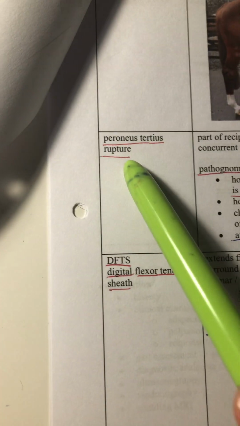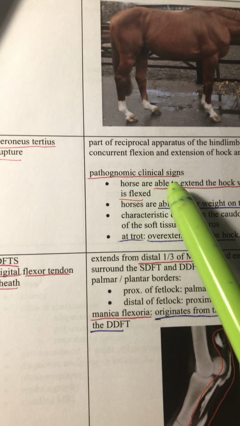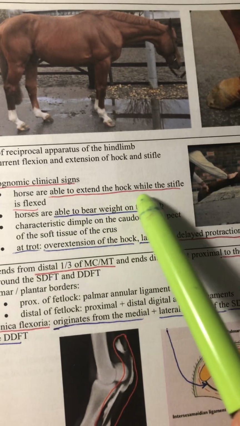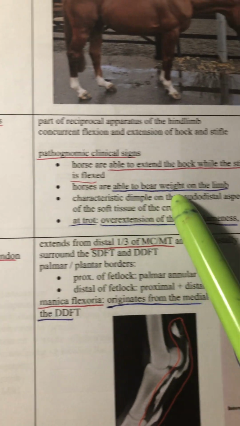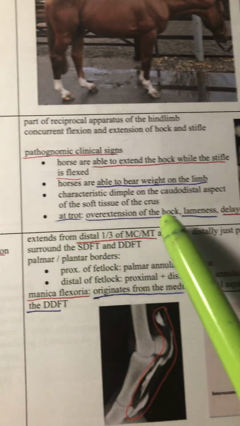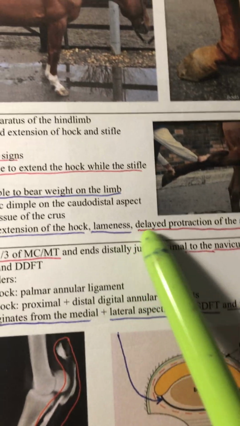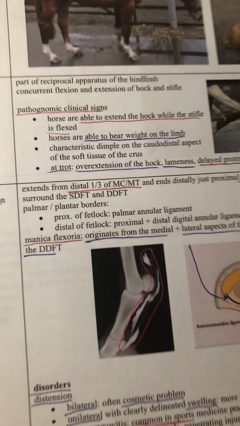Also seen here and here. And the peroneus tertius rupture. So the pathognomonic clinical signs are a horse is able to extend the hock while the stifle is flexed. It's able to bear weight on the limb. And at trot, there's overextension of the hock, there's lameness, and there's delayed protraction of the affected limb.